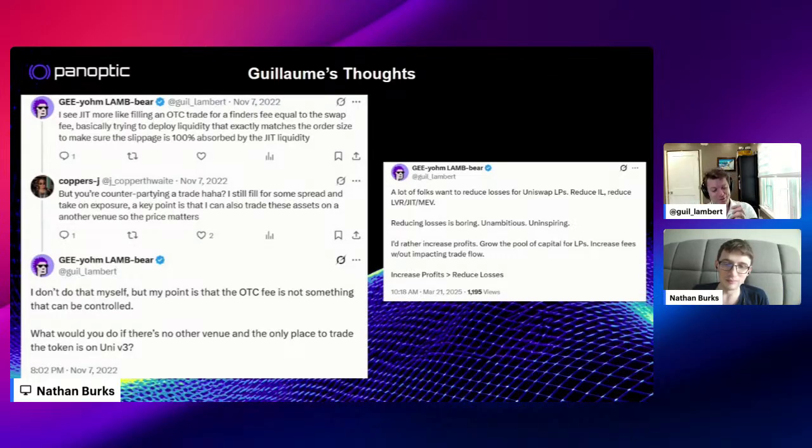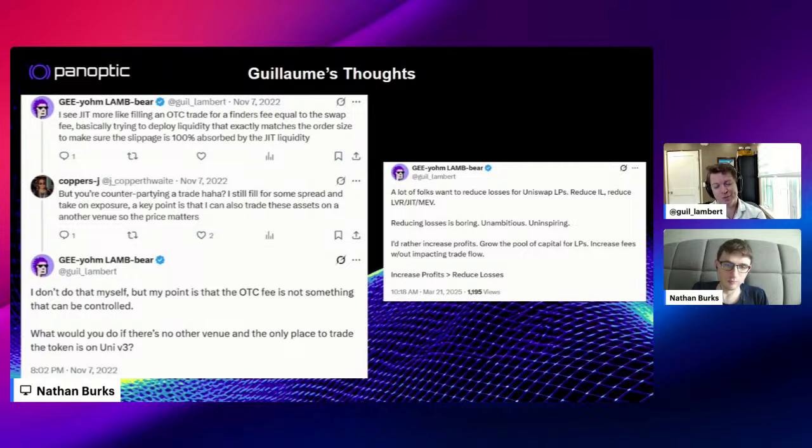Yeah, I mean, very true. And I think at least what Panoptic tries to do is to embrace the limitations a bit more and not add other mechanisms on top. The reason we see JIT, just in time liquidity, is because there's a need for it, and we might as well embrace it rather than trying to get rid of it.